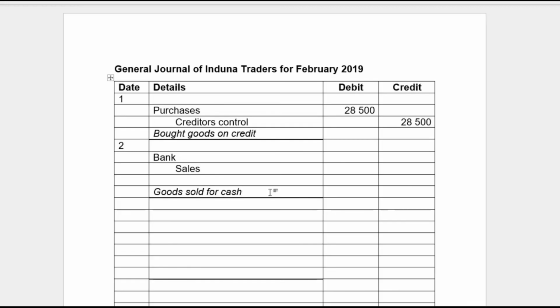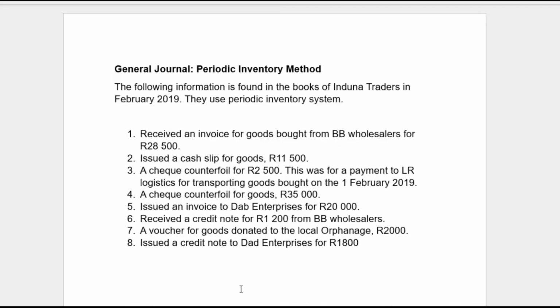That is your narration if it's required in your question paper or in your test. And then you sold goods for how much? 11,500, and there 11,500. You see now, that is how you record transaction number 2 under periodic inventory system. Okay, so that is transaction number 2. Let's go to the next transaction, which is transaction number 3.